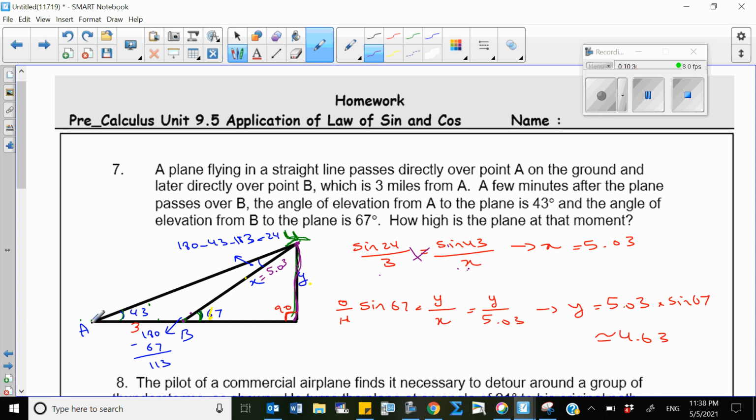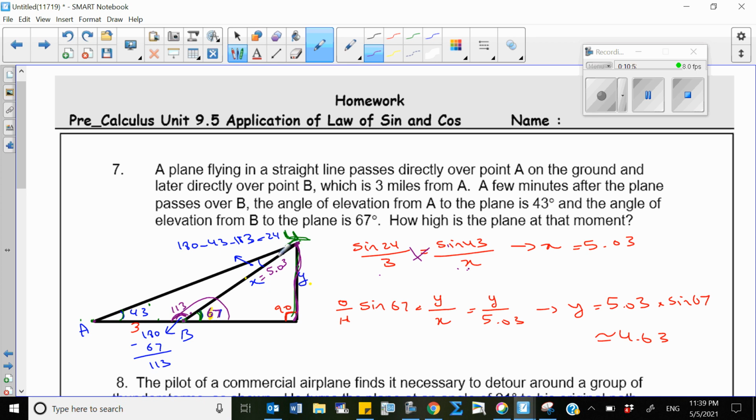First of all, this is a straight line. That means this angle is 180. I have one part of this angle which is 67. If I subtract it from 180, so 180 minus 67 is going to be 113. So this angle over here is 113.